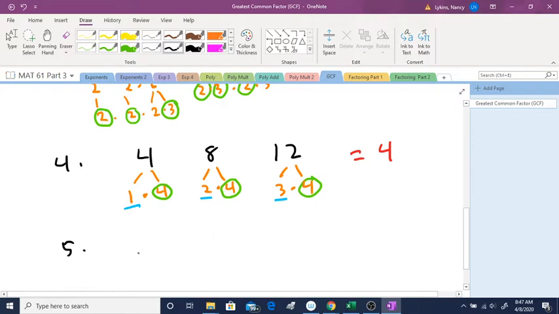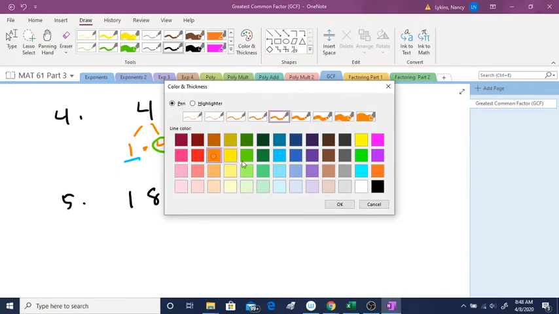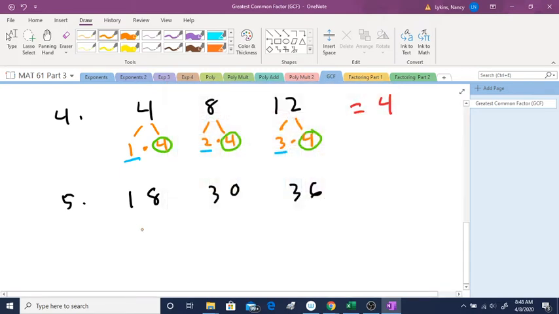Say we have 18, 30, and 36. I can break down the 18 to 2 and 9. The 30, maybe you say 3 and 10. And maybe 36, instead of using 6 and 6, maybe we use 3 and 12.